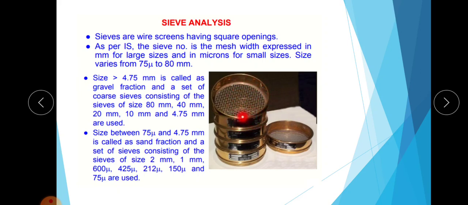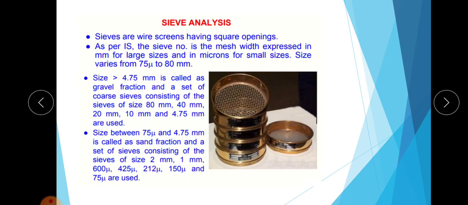Sieve number is the mesh width. For example, if the sieve number is 4.75, it means the mesh width will be 4.75 mm. The sieve number is the mesh width expressed in mm for larger sizes, and for some sieves it will be expressed in micron. For example, if the sieve is 75 micron, this mesh size will be 75 micron. So that is the meaning of sieve number.